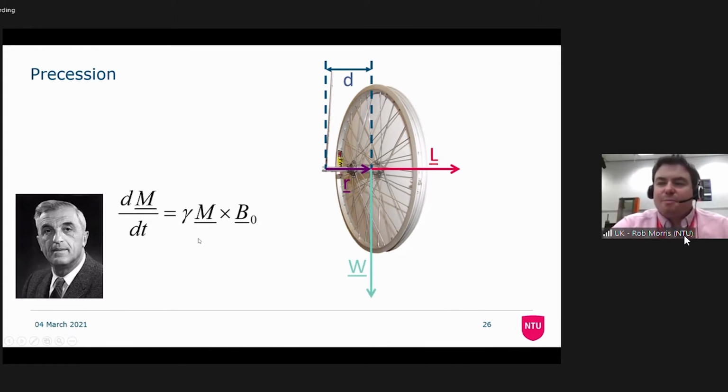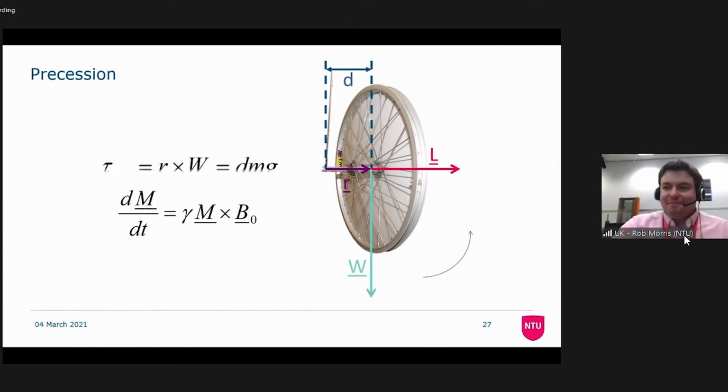So this is Felix Bloch and this is his equation. In order to change the magnetization direction, so this is a vector, you need to apply some kind of torque, which we're doing here with B0. But any magnetic field applied to something which has a gyromagnetic ratio, like a proton, will experience a torque.